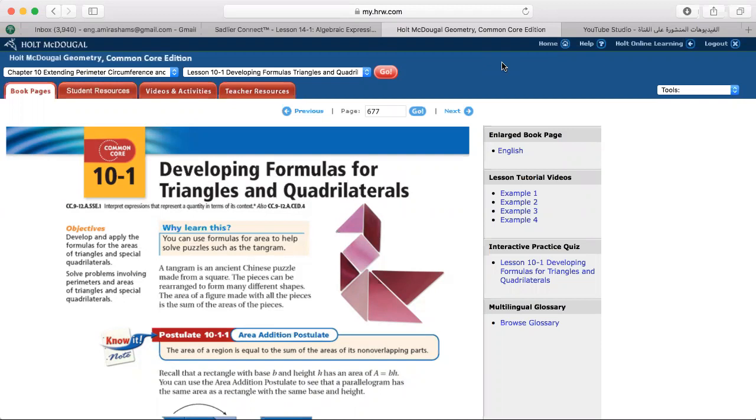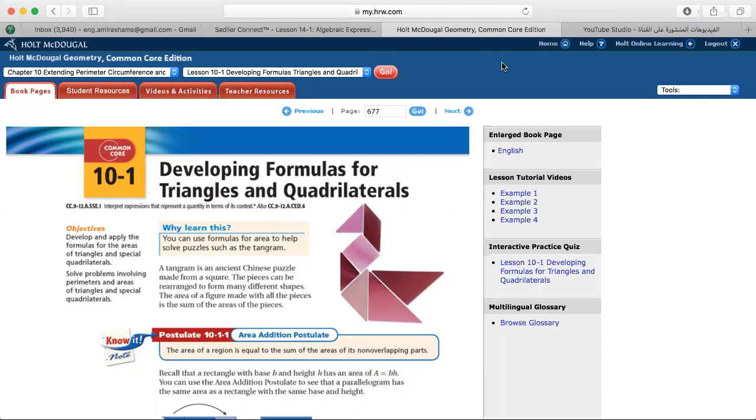Today we will start revision. We're going to revise geometry. We will review and revise chapter 10. In chapter 10, we learned formulas of many figures.